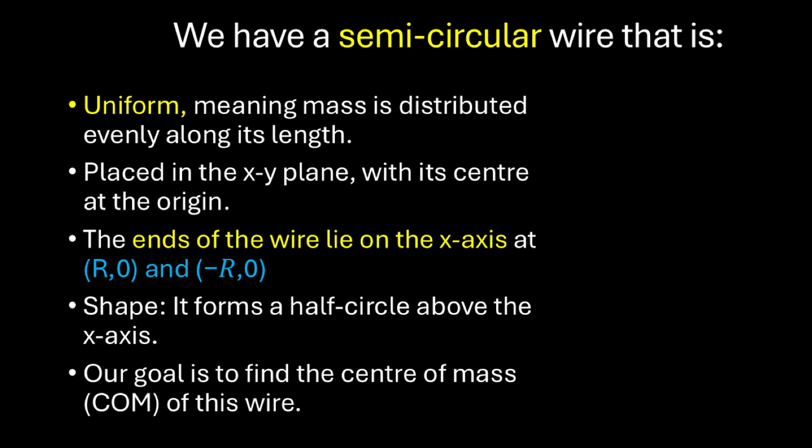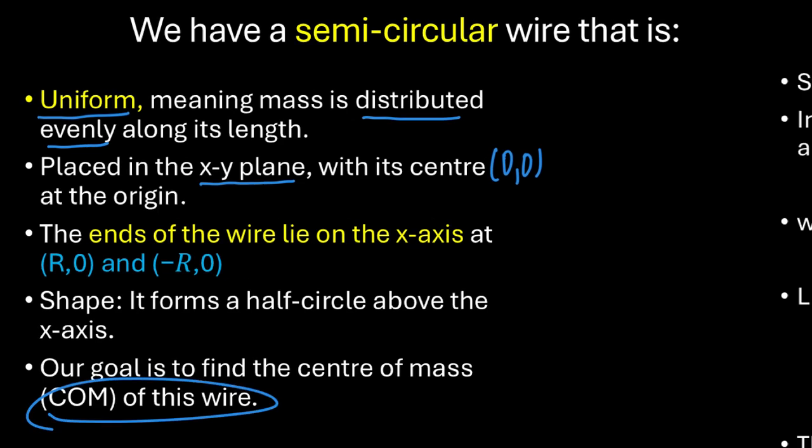we can come to the derivation part now. So we have a uniform ring, which means mass is distributed evenly. It is placed in the xy plane, with the center being placed at origin. The ends of the wire lie on x-axis at r, 0 and minus r, 0. It forms a half circle, and it is our aim to find the center of the mass of this wire. Let us see how.